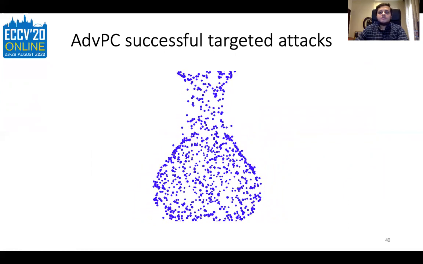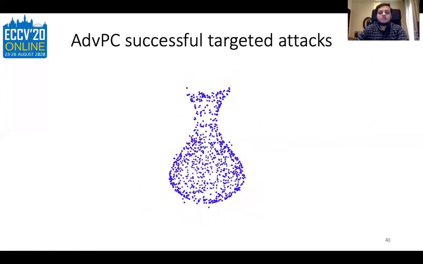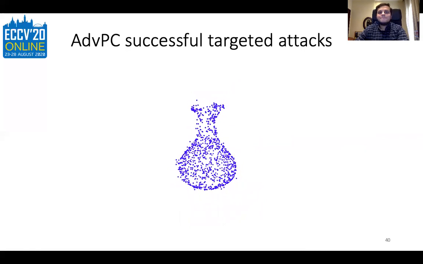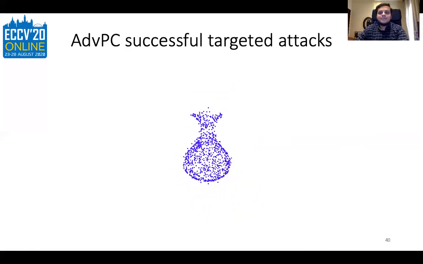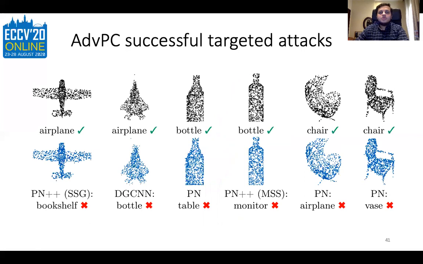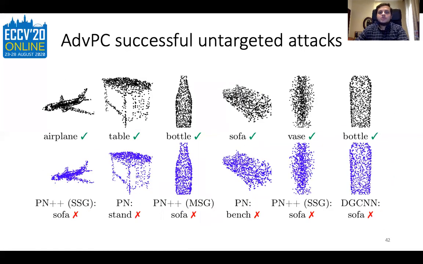Here is an example of a successful AdvPC attacked point cloud. Here we show different examples of targeted AdvPC attacks. The black point clouds represent unperturbed point clouds, while the blue are the attacked point clouds. The prediction of each network is shown under each attacked point cloud, which matches the target of the attack. Here, we show untargeted AdvPC attacks.